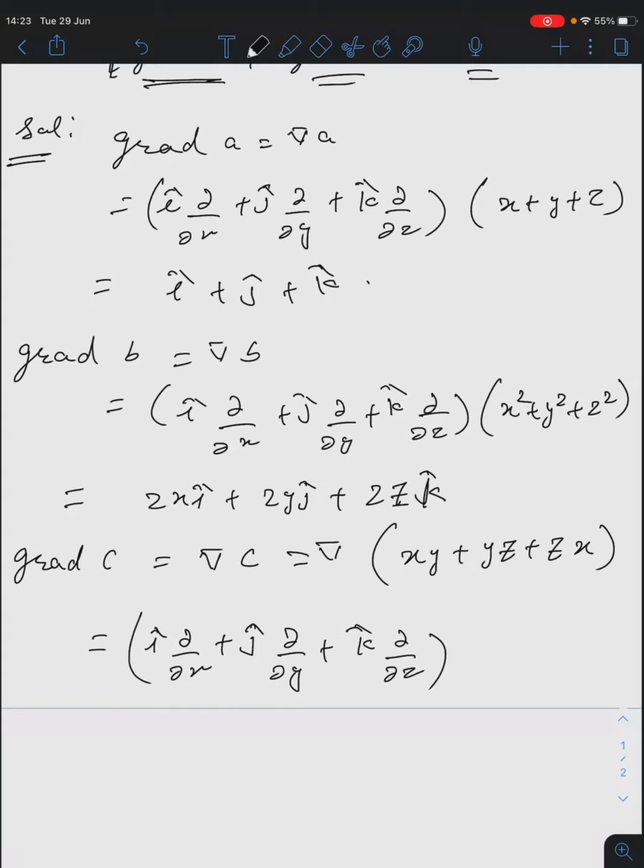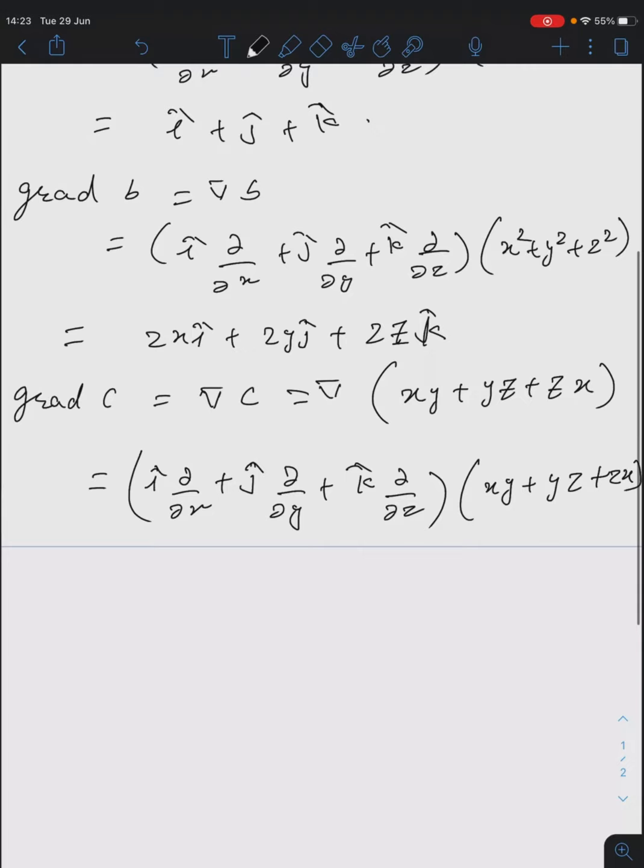Y plus z. Here you are applying the whole of this operator on this function. So first, when you apply I cap, you are differentiating the whole of this function partially with respect to x. So what will you have? Y plus z. Similarly for the other one, you are not taking any dot or cross product here. You are just applying this operator on the function. With j cap what will you have?